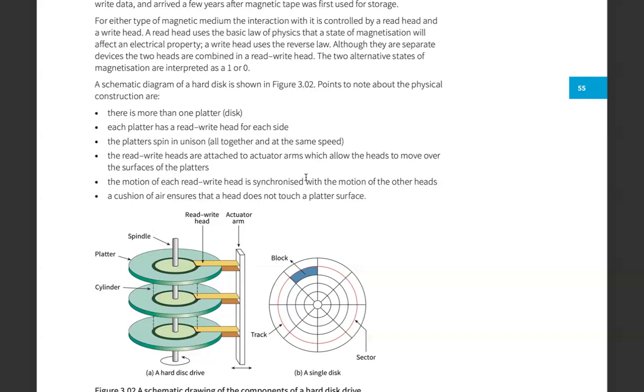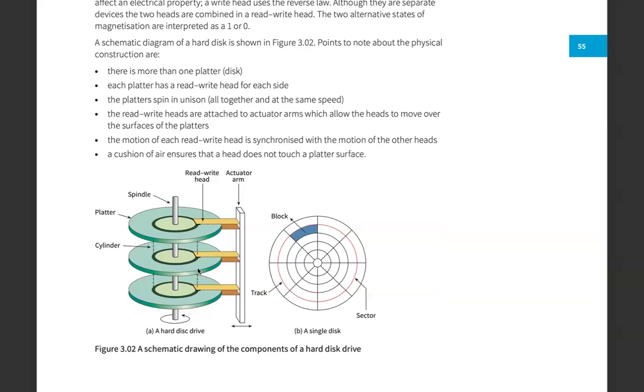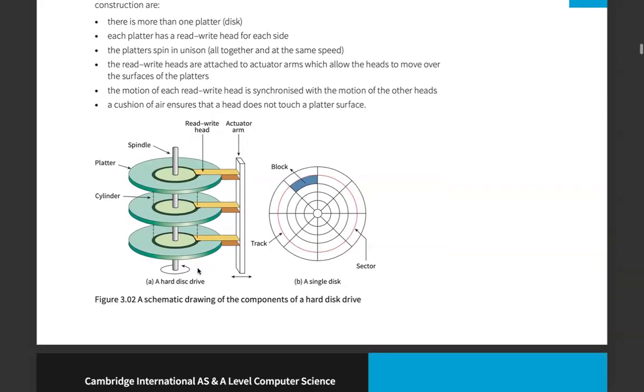So a cushion of air ensures that a head does not touch a platter surface. The head that reads does not touch the platter. It is a situation where it almost touches but does not. When the platter comes to that spot, the head reads what has been written there. That's how it normally works.